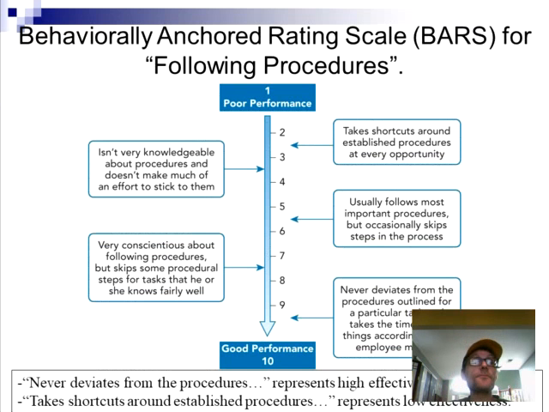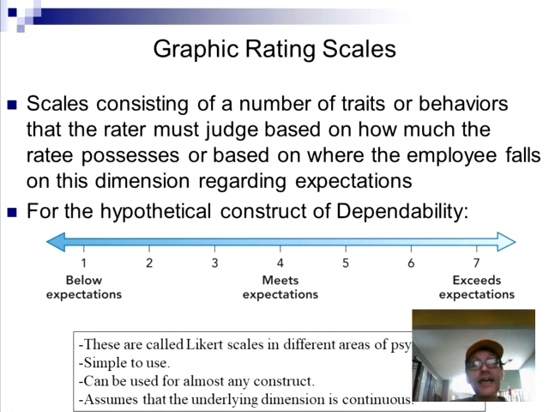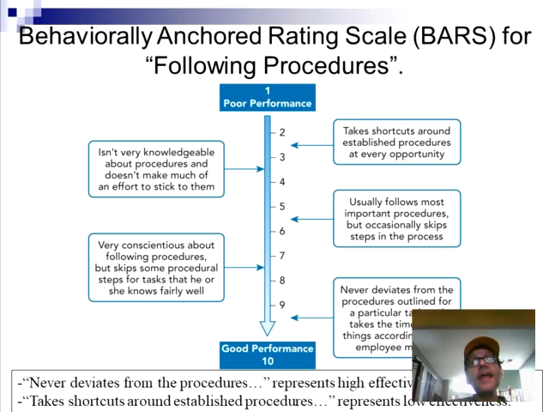In a BARS system, you've got these anchors, but I still have the top and the bottom being good and bad, right? Just like on here, the far left and the far right is good and bad. But now I have given specific behaviors which might describe this type of rating. So a score of 2 or 3 is somebody that takes shortcuts. A score of 7 or 8 is somebody that is very conscientious about following procedures, something like this.